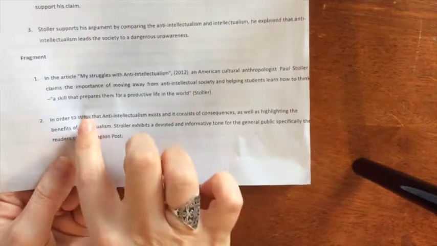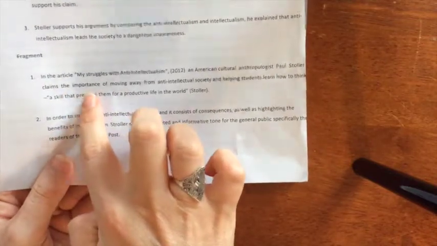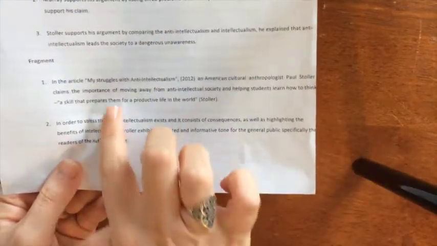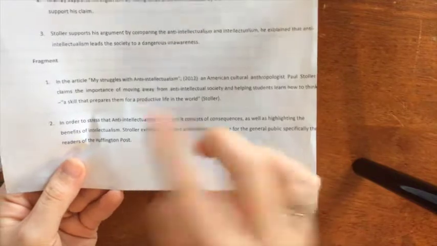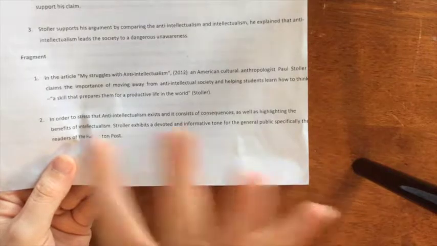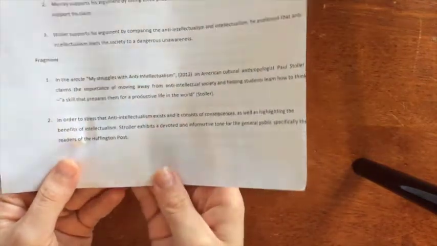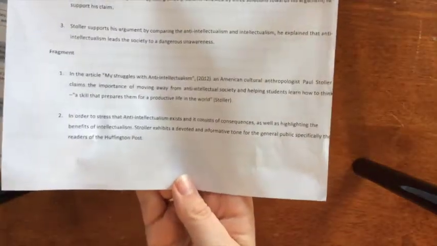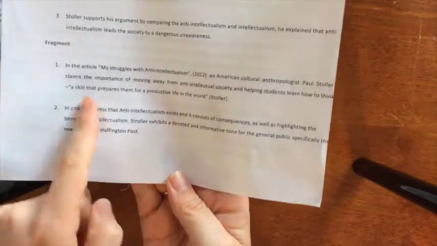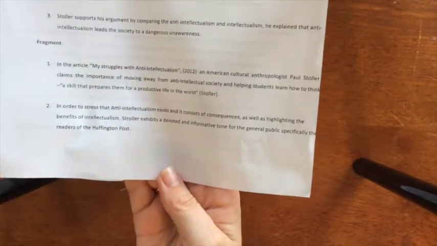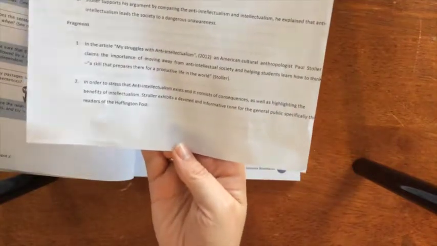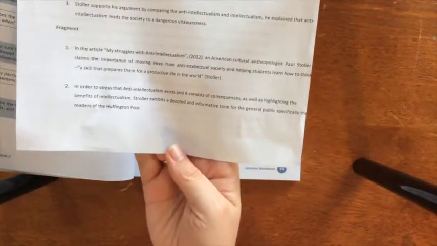All right, so we have this noun, the importance, and then the following words are all giving more information about the noun. We have this long prepositional phrase that gives us more information about what importance. But we don't have a verb. Therefore, we have a few different ways that we can think about how to fix this sentence. One of the ways is we can add a verb. So we can use the importance of moving away from anti-intellectual society and helping students learn how to think, a skill that prepares them for a productive life in the world.